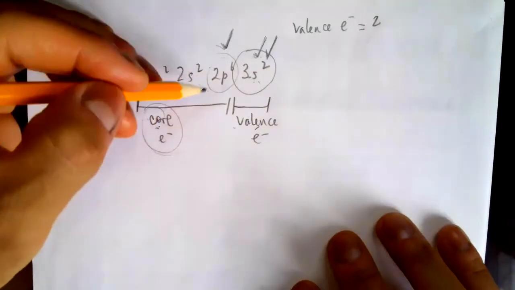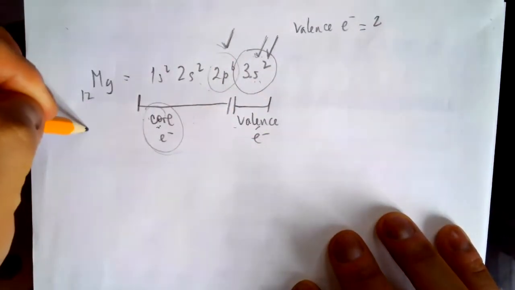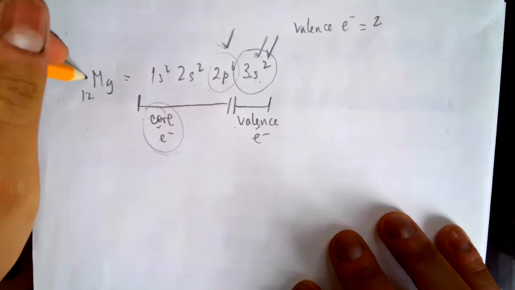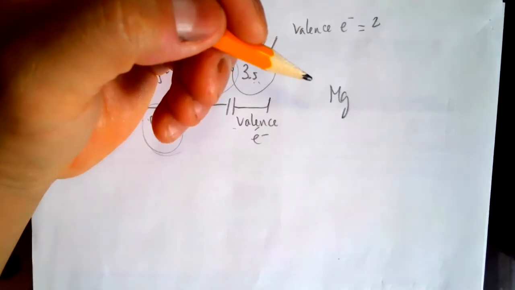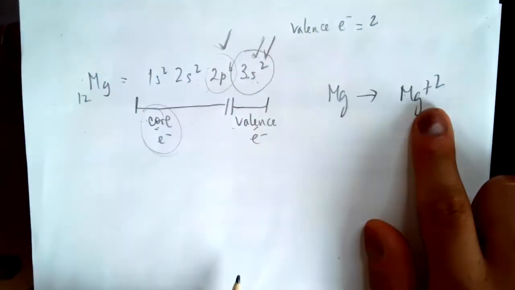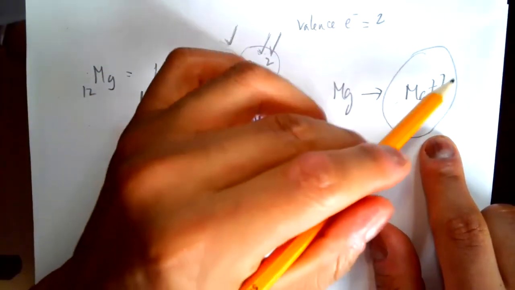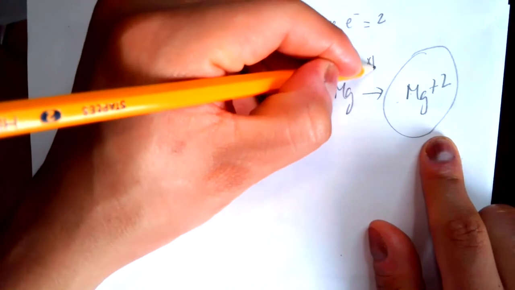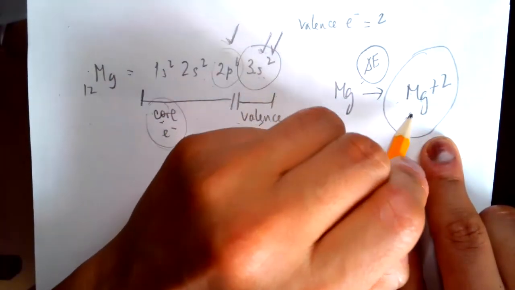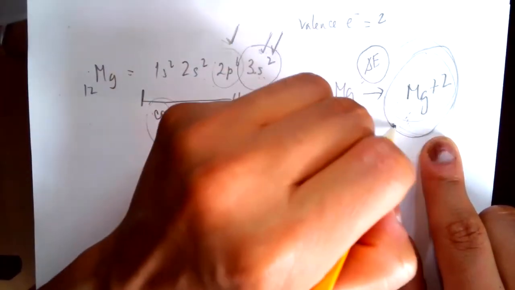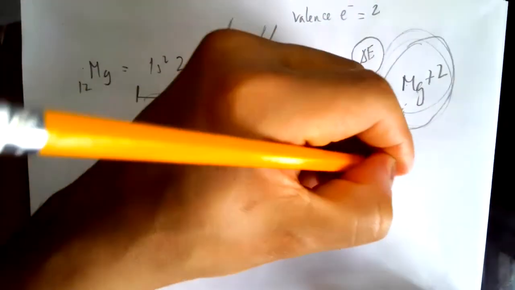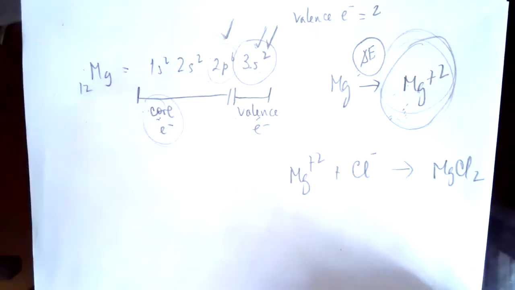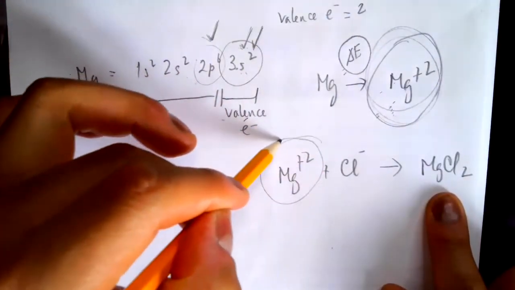And why do I want to know how to remove electrons? Remember that magnesium ionizes, so you want to make sure that magnesium forms magnesium plus two. I want to know how much energy I need to go to this particular state, because magnesium chloride is formed by magnesium plus two plus chloride. So if I want to produce magnesium chloride, I have to make sure that I have Mg plus two.